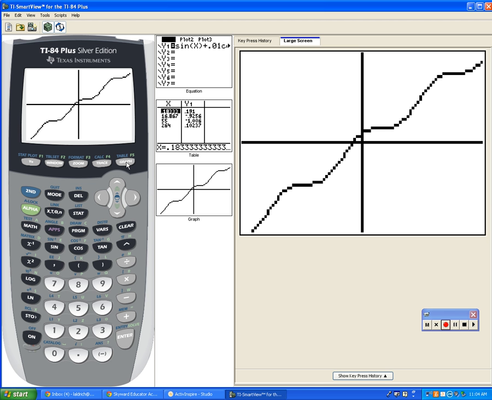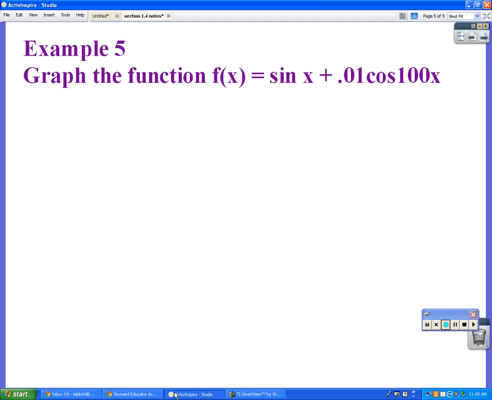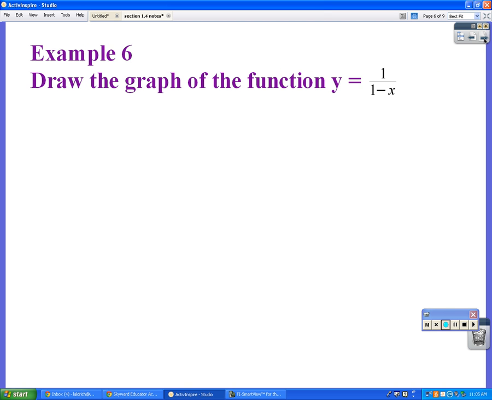The graph is squiggling within the squiggle. Okay, who knew? So that's the wacky things going on there too. Alright, you guys kind of get the idea here.